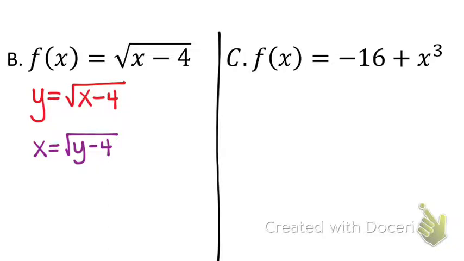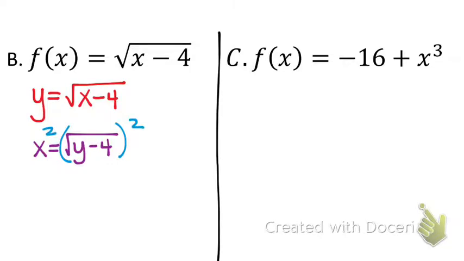Anybody know what we would do first? Do I add the 4? Can I add the 4 first? No, we cannot do that. So what do we have to do first? We got to get rid of the square root. And what's the opposite of a square root? Square. So we're going to square both sides.